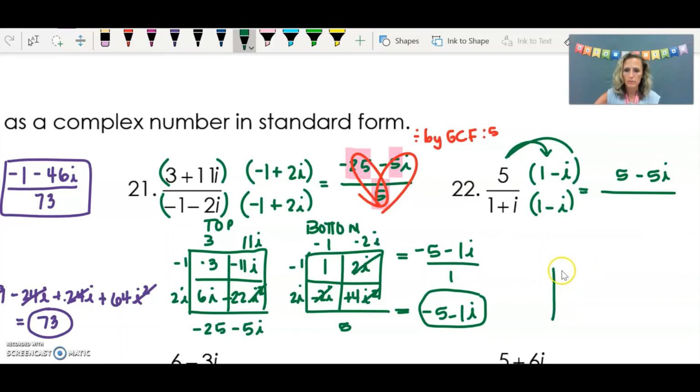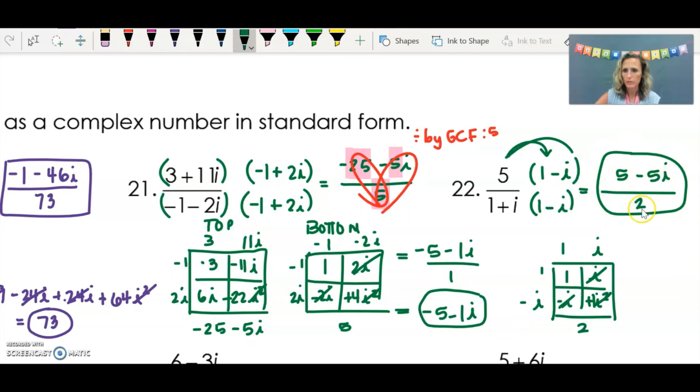Then on the bottom, here I go. I have 1 plus i and 1 minus i. 1 times 1 is 1. 1 times i is i. 1 times -i is -i. And -i times -i is -i squared. So these two are the same term but with opposite signs, so they eliminate each other. This i squared is a -1, and -1 times -1 gives us +1. So 1 plus 1 is 2. So this gives us a 2 here, and we're done.